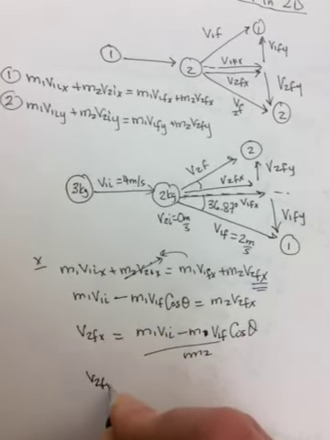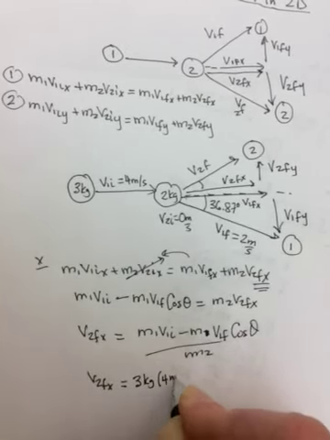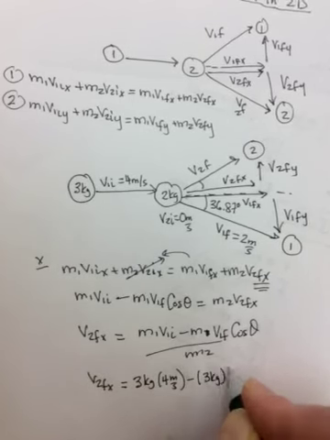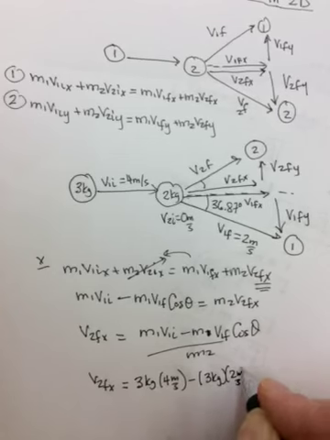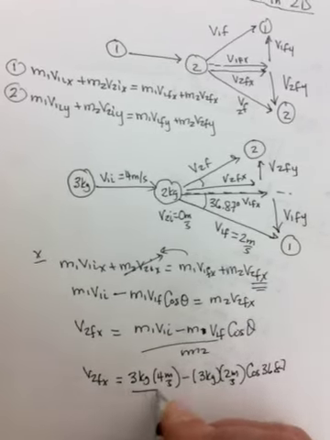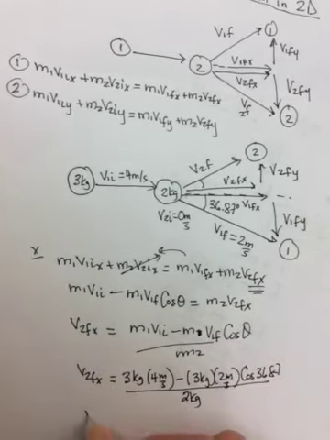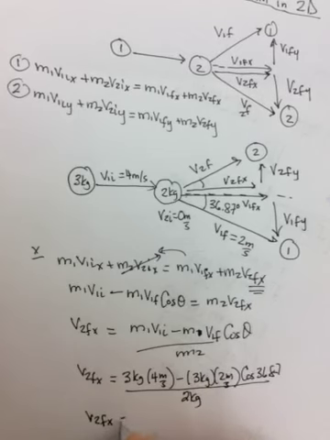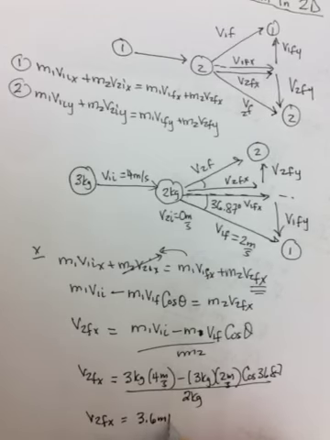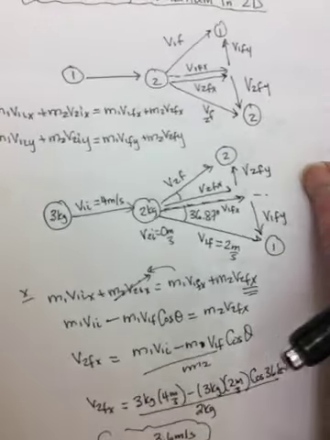Now fill in your numbers. So v2 fx equals 3 kilograms times 4 meters per second minus 3 kilograms times 2 meters per second cos of 36.87, divided by 2 kilograms. Punch this in your calculator and you should get a v2 fx of 3.6 meters per second. Okay, so that's the first component. Now we need to do the y.